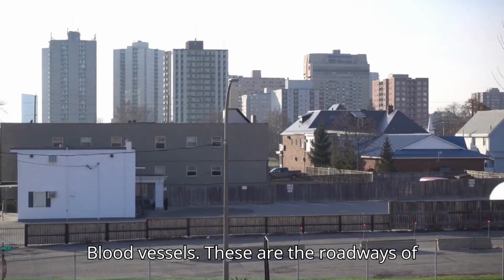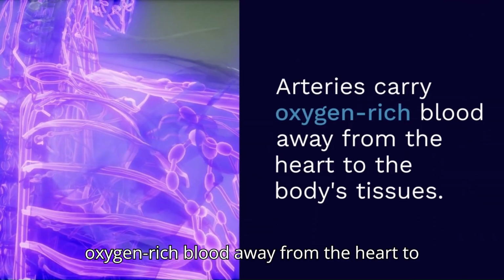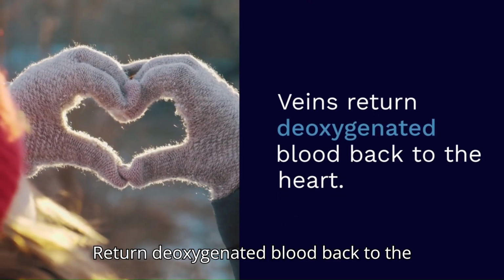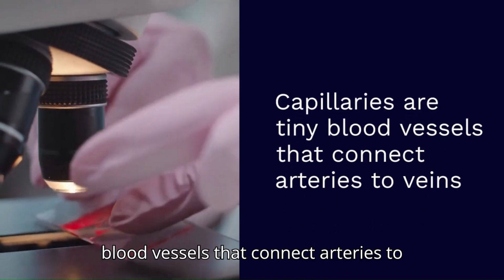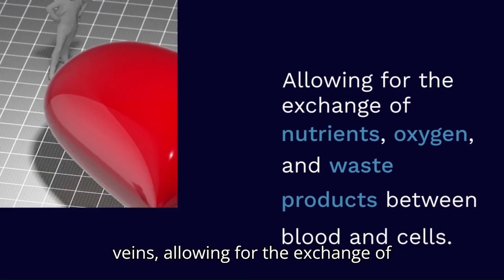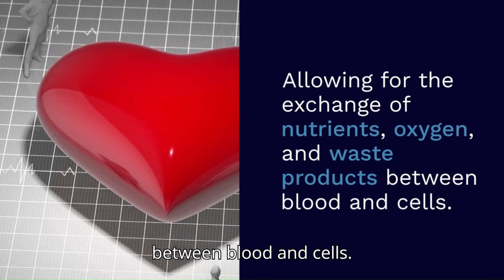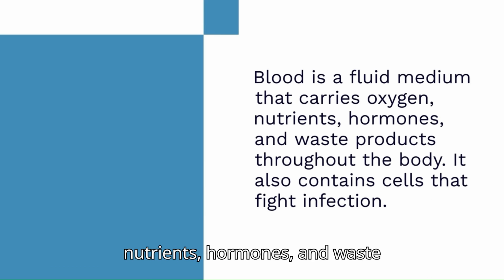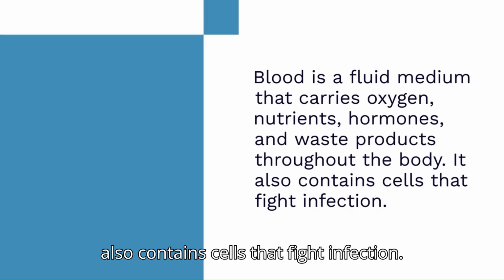Blood vessels. These are the roadways of the system. Arteries carry oxygen-rich blood away from the heart to the body's tissues. Veins return deoxygenated blood back to the heart. Capillaries, tiny blood vessels that connect arteries to veins, allow for the exchange of nutrients, oxygen, and waste products between blood and cells. Blood. This fluid medium carries oxygen, nutrients, hormones, and waste products throughout the body. It also contains cells that fight infection.